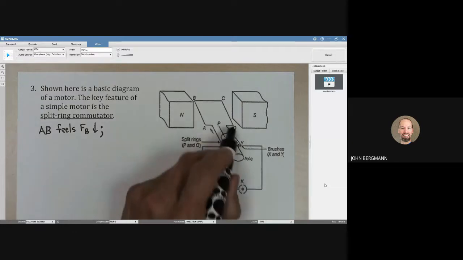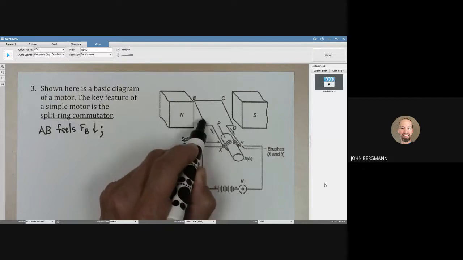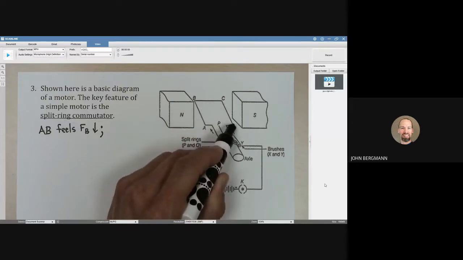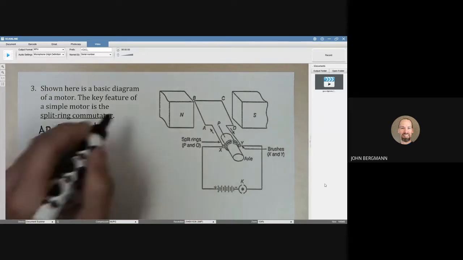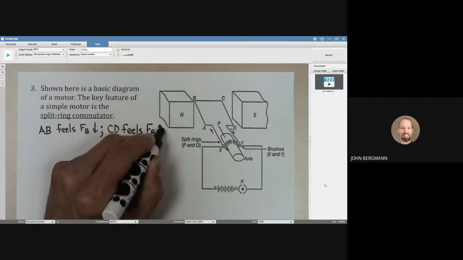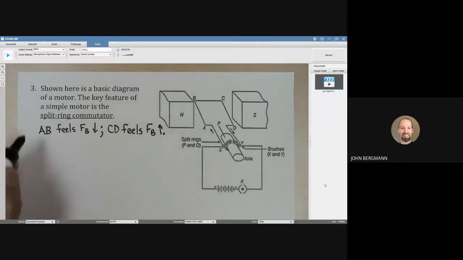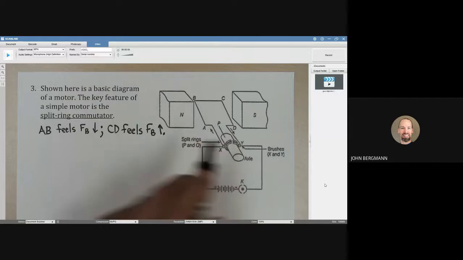Now, what about section CD? So here comes the current. Watch my marker here. Current's going this way, and then through CD, it's coming this way. So if we use the right-hand rule with that, then what's that going to give us? Well, it's going to give us an upward force. So CD feels an FB that's upward. So what does that mean? That means that this loop is going to rotate. If AB is forced downward and CD is forced upward, this loop is going to start to rotate.